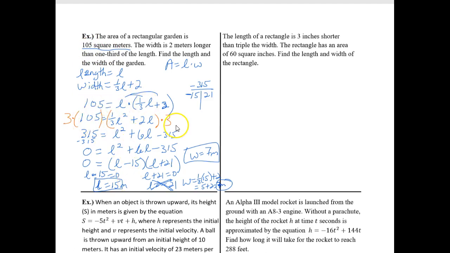And then I solve. So I cleared out my fractions, everything on one side, factored, set each factor equal to 0. I knew I couldn't have a negative answer, so it had to be that positive answer, and then plugged in the 15 here to figure out the width. Go ahead and try the one on the right.